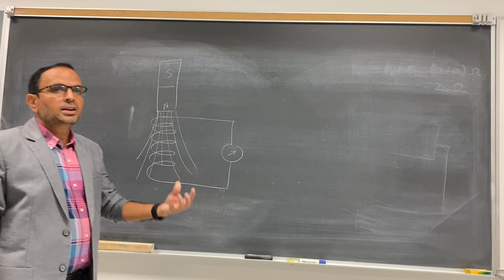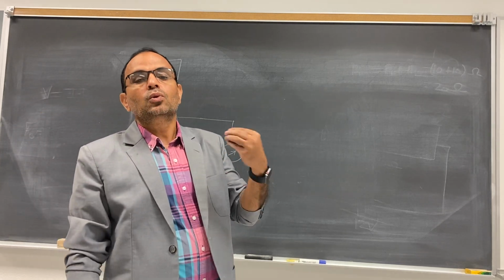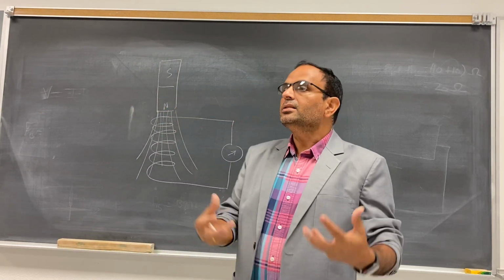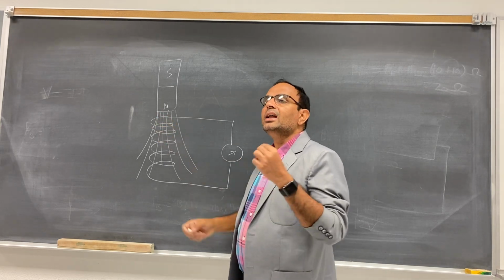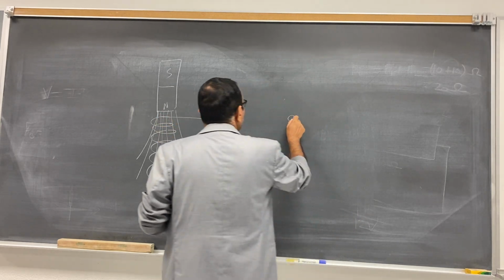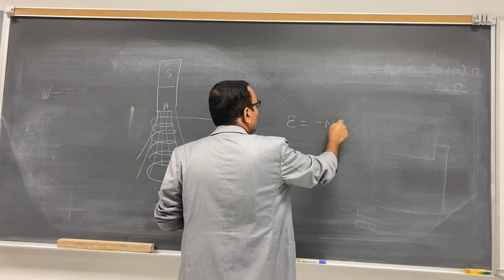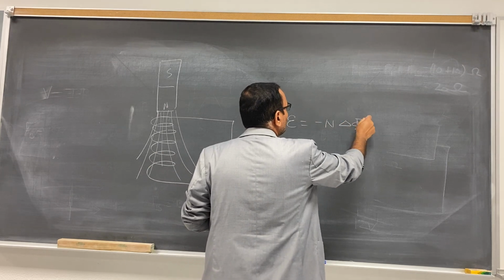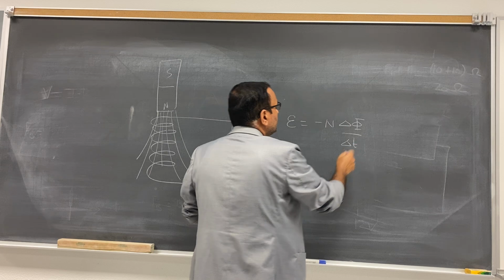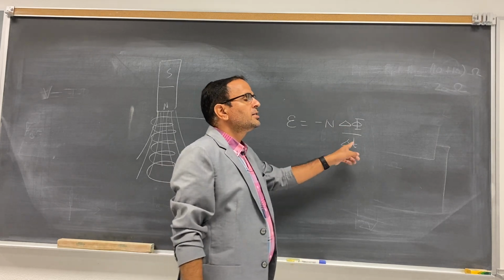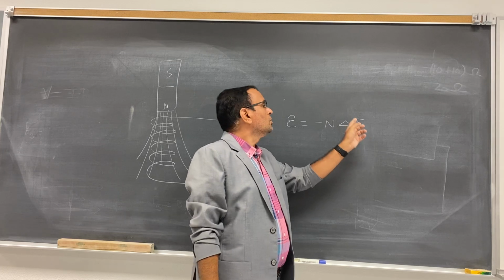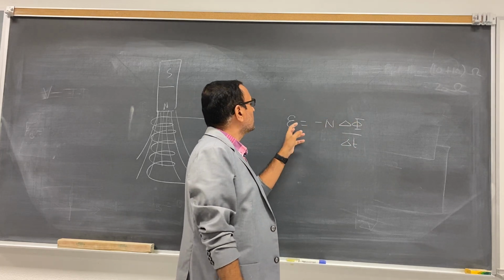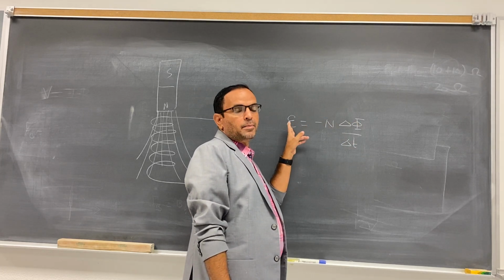If the magnetic lines of force linked with the coil change, then the EMF induced in the coil is equal to negative N delta phi divided by delta T. This delta phi divided by delta T is the time variation of magnetic flux. So the time variation of magnetic flux gives you the induced EMF.